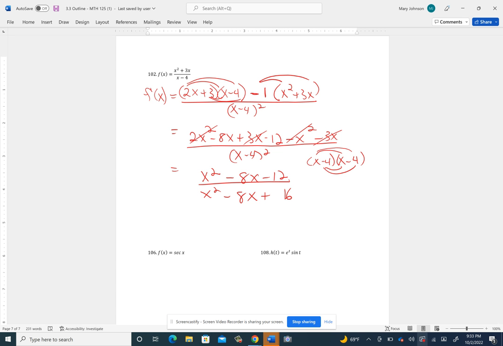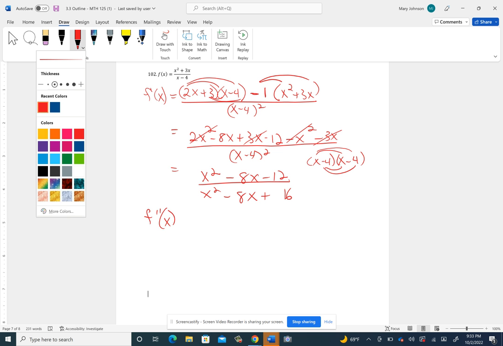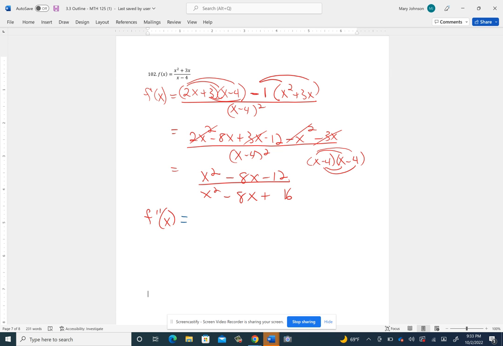Now, the only reason I'm doing that is because I'm going to have to do the second derivative of this. So I'm going to start the second derivative. Let me change colors here. For the second derivative, what I'm going to do is take the derivative of the top, which would be 2x minus 8, times the denominator as is, oops, that's 16, minus the derivative of the denominator, which is 2x minus 8, times the numerator as is. So let me say that better. This was the derivative of the top times the bottom minus the derivative of the bottom times the top.